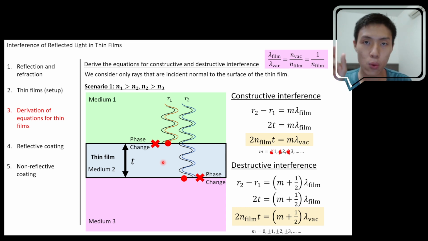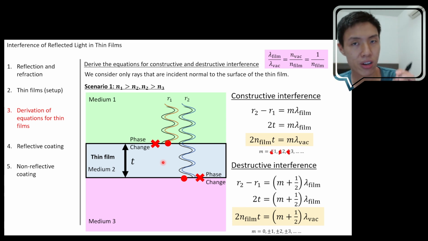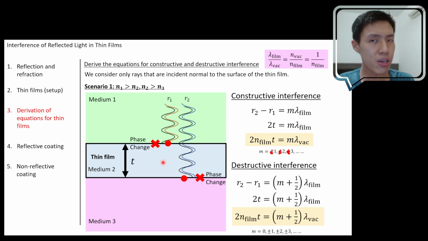Certain colors, their wavelength will constructively interfere. Let's say red, it will constructively interfere. But certain wavelengths might not constructively interfere. They might destructively interfere. So let's say green destructively interferes. I'm just randomly giving an example. So let's say red is constructive, but green is destructive. Purple is constructive. Blue is constructive. Yellow is destructive. So there are certain colors that will cancel each other out. There are certain colors that reflect strongly.